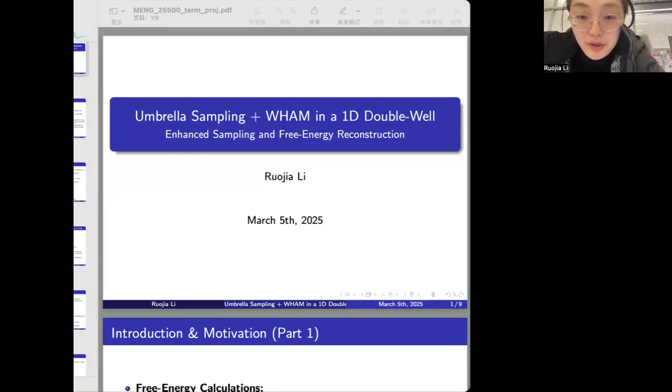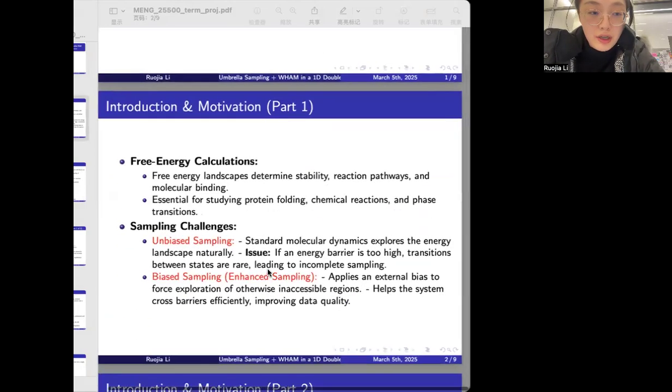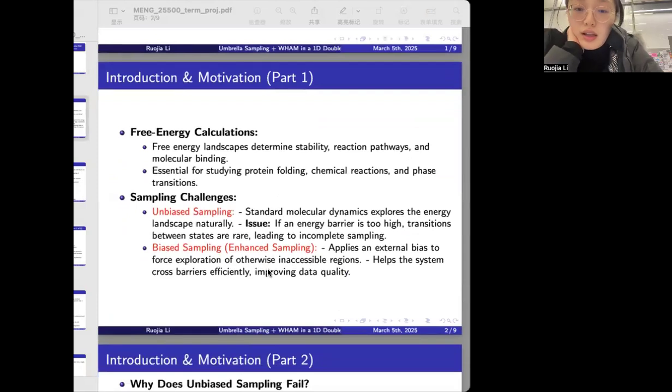I'm pleased to share with you a brief overview of my project on umbrella sampling and the weighted histogram analysis method, which is shortened as WHAM, in a 1D double well system focusing on enhanced sampling and free energy reconstructions. This topic is especially interesting for those dealing with molecular simulations or any computational scenario where crossing large energy barriers becomes a bottleneck.